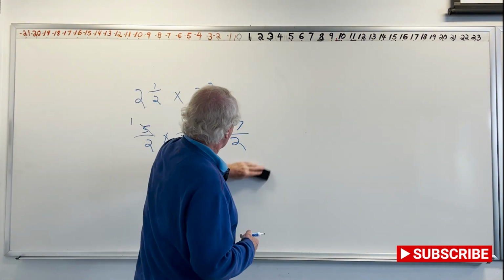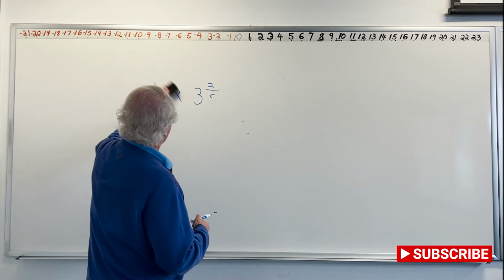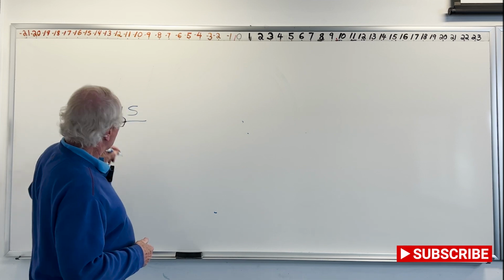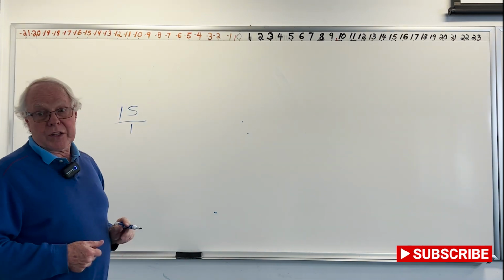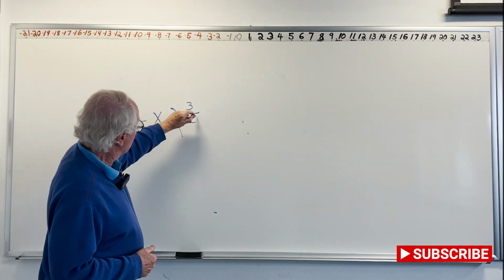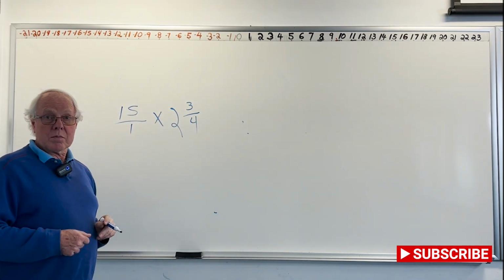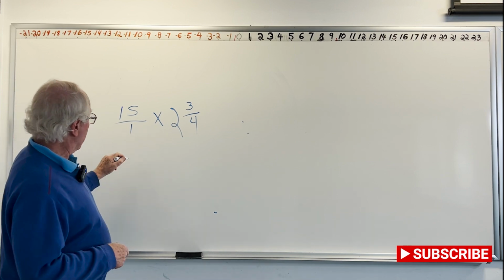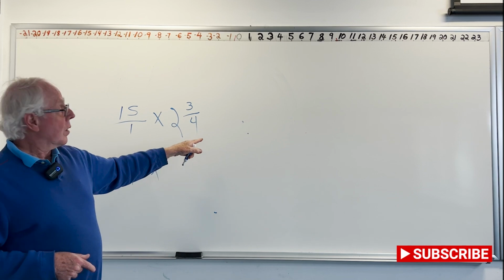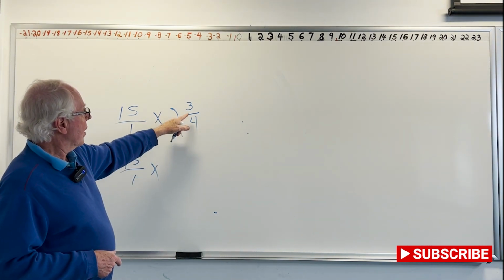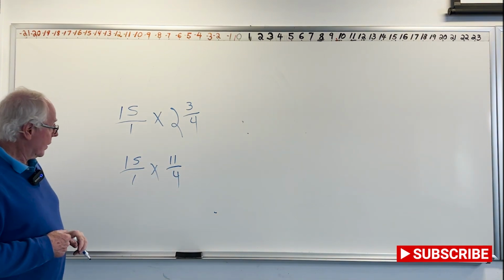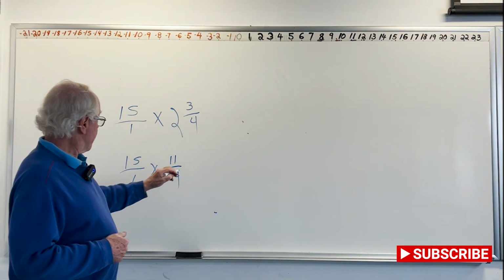Here's another whole number and a fraction. And this one's going to be 15. May as well save time and just make it 15 over 1 right now, times 2 3/4. Okay? If you want to stop, think about it for a minute, what we're going to do. It's going to be 15 over 1 times, change this to an improper fraction. 2 times 4 is 8. 9, 10, 11. 11/4. No canceling this time.